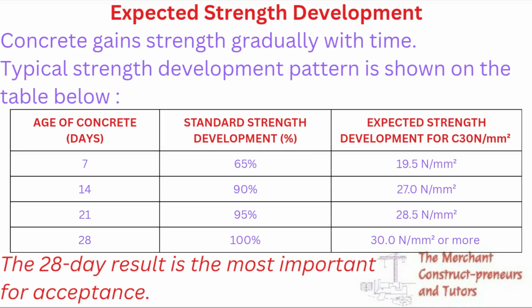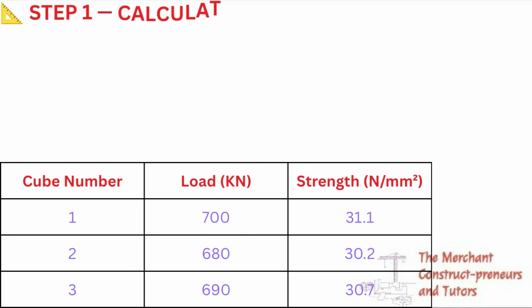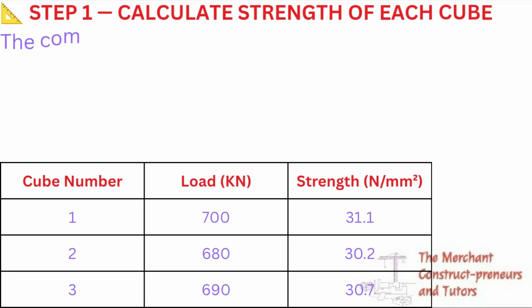Irrespective of the grade of concrete you have, at 7 days you should have 65% of it. For 14 days, you have 90% of the strength. So if your result is not giving you anything close to 65% at 7 days, then there's something wrong. You need to start looking at it critically to understand what has gone wrong.